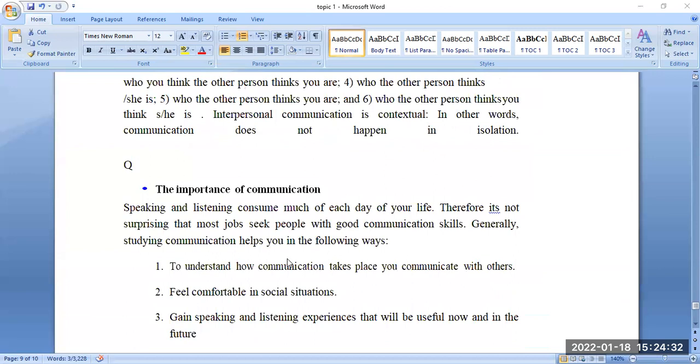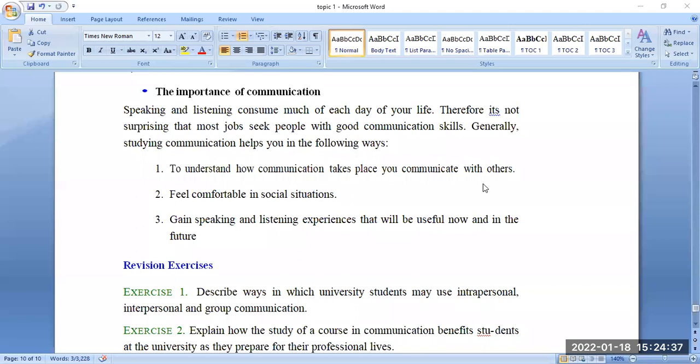So there is what we call importance of communication. Number one is to understand how communication takes place, to feel comfortable in social situations, and also to gain speaking and listening experiences that you'll be able to use now and in the future.